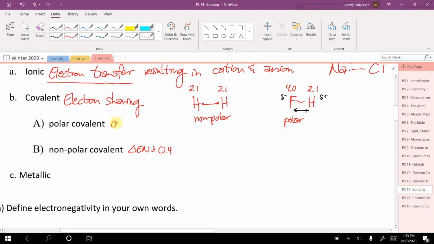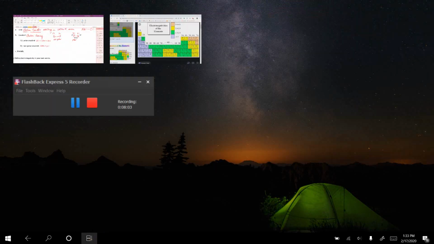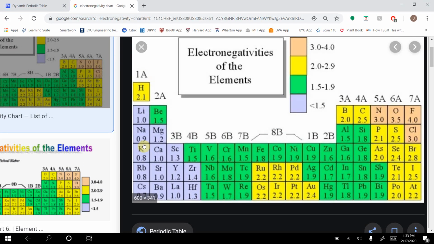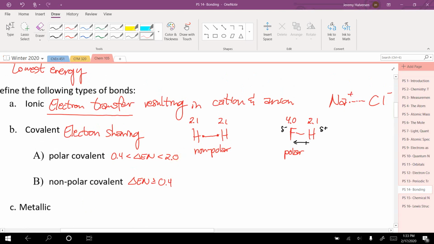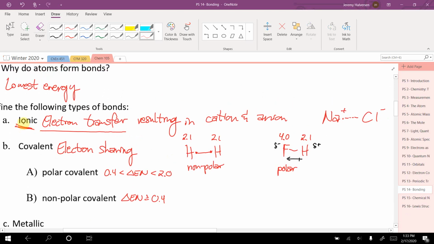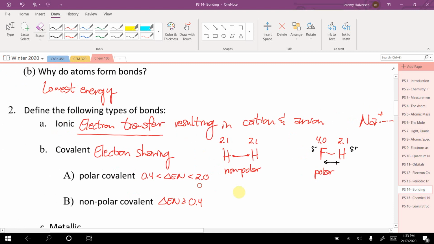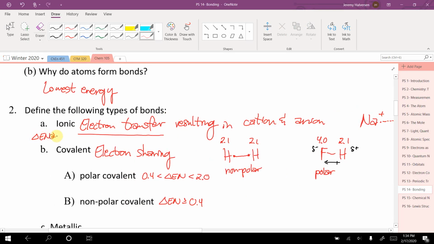Polar then is when the difference in electronegativity is between 0.4 and 2.0 usually. So what happens if I were to look up here and say Na is 0.9, Cl is 3? That's a difference of 2.1. That's bigger than 2. Well, what is that? When something's greater than 2, or 2.0 or greater, then that becomes ionic. Because instead of one atom just pulling hard on the electrons, what does it do? It in theory steals the electron, making ions, and then we get to ionic. So ionic is when the difference in electronegativity is greater than or equal to 2.0.